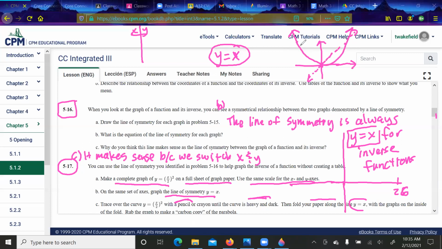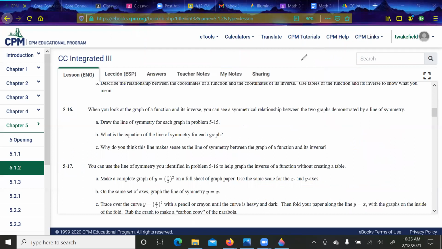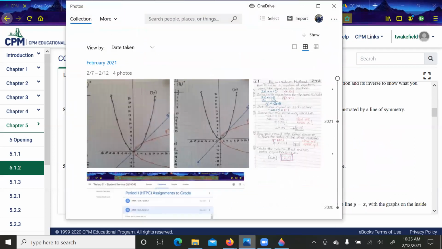It's called a carbon transfer, right? You transfer your drawing onto the other side of the paper and then open it up and see what you get. Okay, so let me clear this away. I did this earlier, so I'm going to show you a picture of mine. If I can bring it up here, let me find it right here.